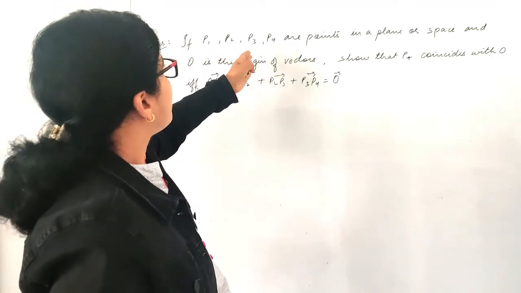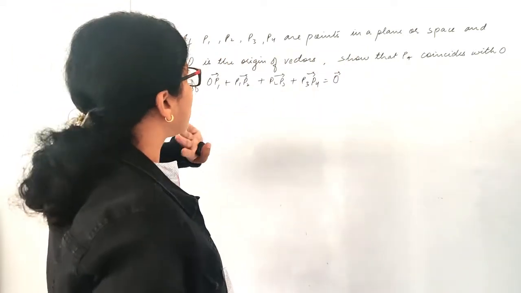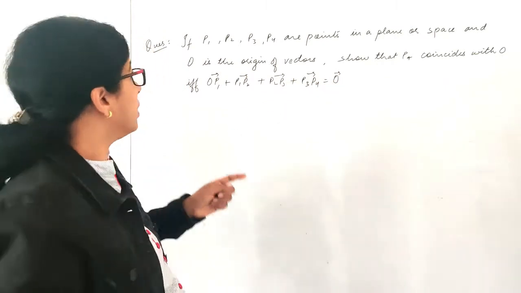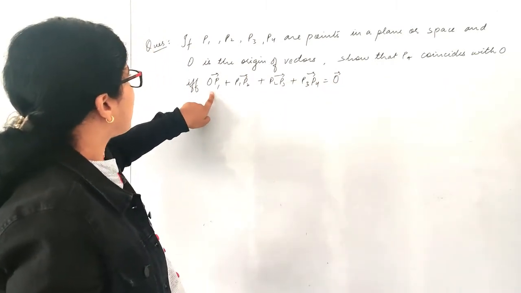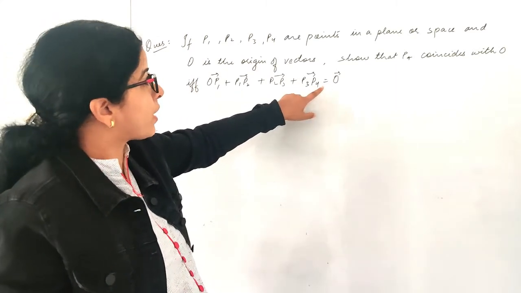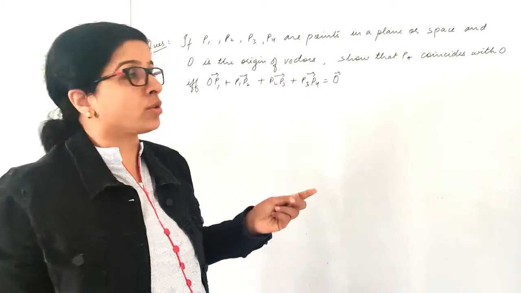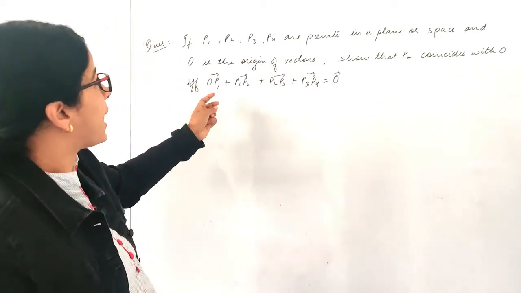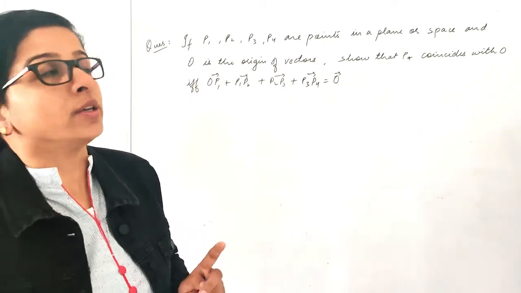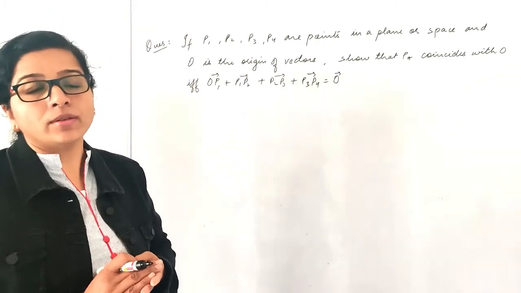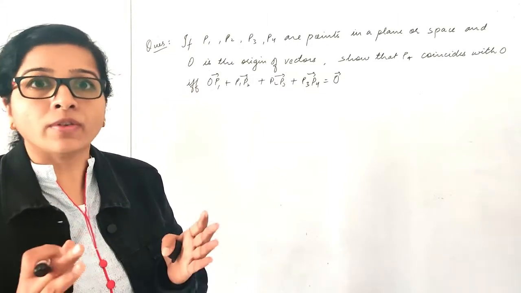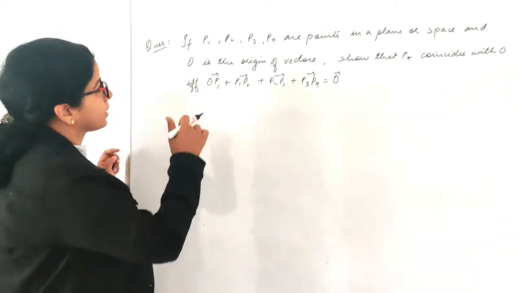So if P1, P2, P3, P4 are the points in a plane or a space and O is the origin of vectors, show that P4 coincides with O if and only if OP1 vector plus P1P2 vector plus P2P3 vector plus P3P4 vector is equal to null vector. So we have to basically show that OP4 vector is a null vector, right? So basically we are going to use here triangle law of vector addition of the vectors, and we will use property of associativity of the vectors, okay? So let us check it out.